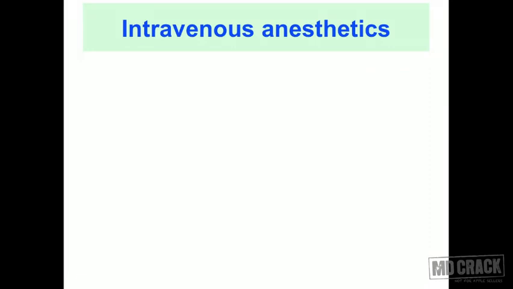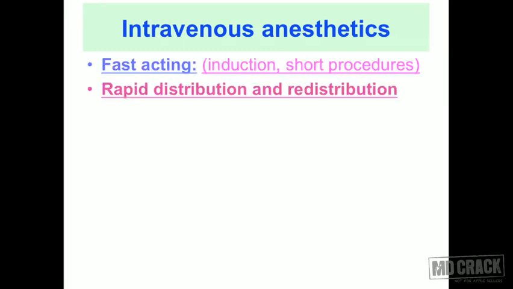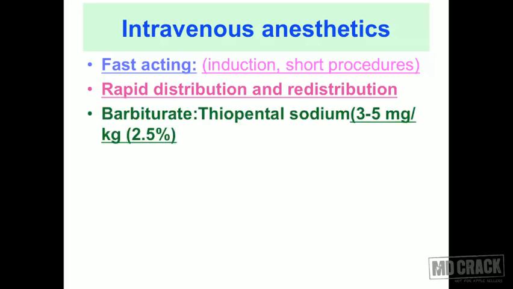So we were talking about inhalational anesthetics. Now let's go to the intravenous anesthetics. As we already classified, the fast-acting agents are used for induction and short procedures, and they have a rapid distribution across the blood-brain barrier, and they also have a rapid redistribution. Try to remember your general pharmacology module regarding rapid redistribution. And I gave you an example of thiopental sodium at that time, which is an ultra-short-acting barbiturate.